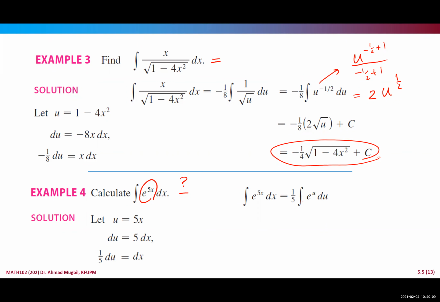Now you know that the integral of e to the power u du is just e to the power u, and this is 1 over 5 e to the power u. Substitute back, what is u? u is 5x, and that's it.